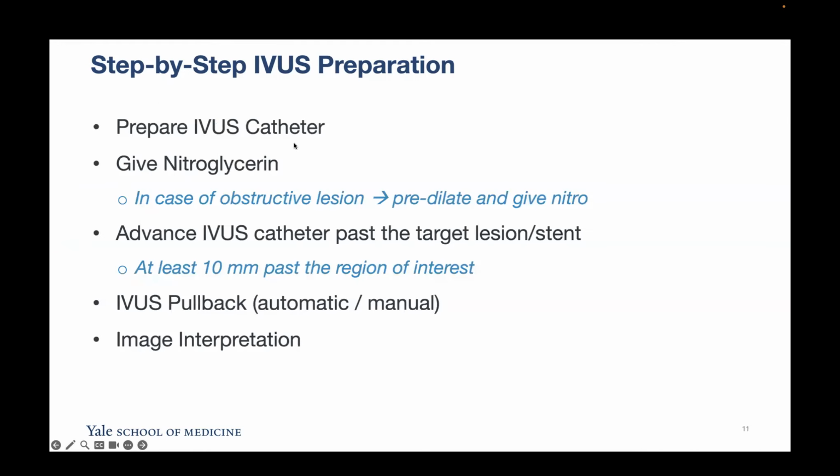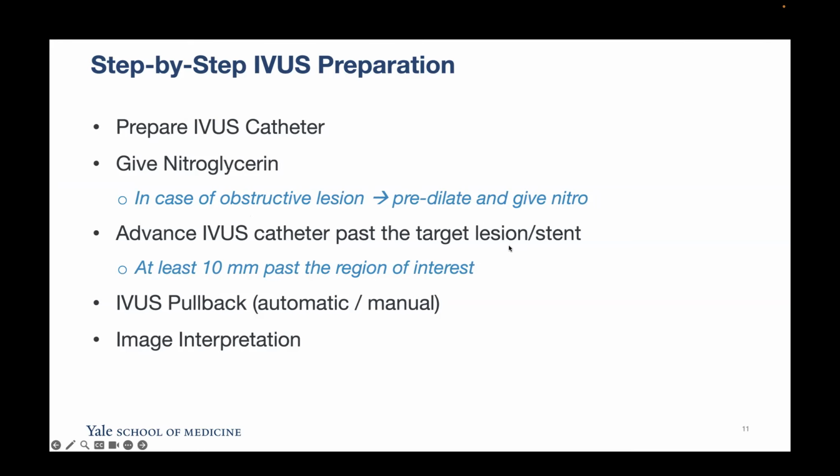So after preparation, make sure that you have given nitroglycerin. In case of obstructive lesions, what I usually like to do, even by not needing flushing the system, the vessel with IVUS, I always like to pre-dilate the lesion, give nitro, because we're going to have a better sense of the vessel size distal to the stenosis.